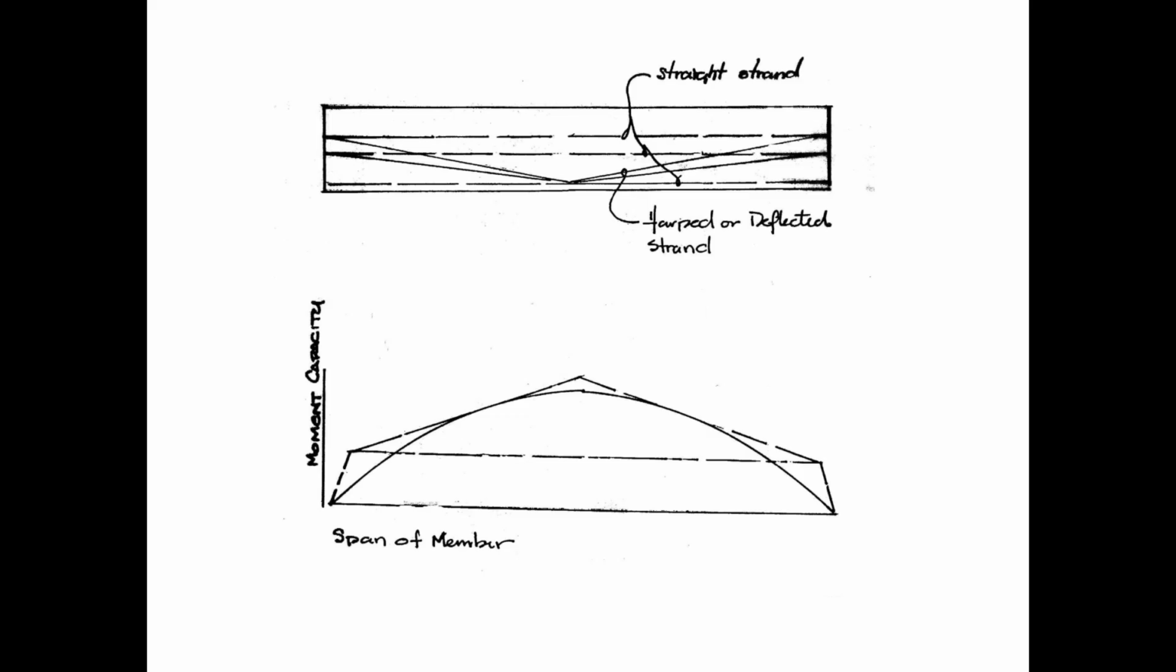And you can see with that moment capacity, the capacity is always greater than or equal to the actual moment demand represented by the arching or the curved line. So straight strands, we don't have adequate capacity. Draped strands, we do have adequate capacity in this example.